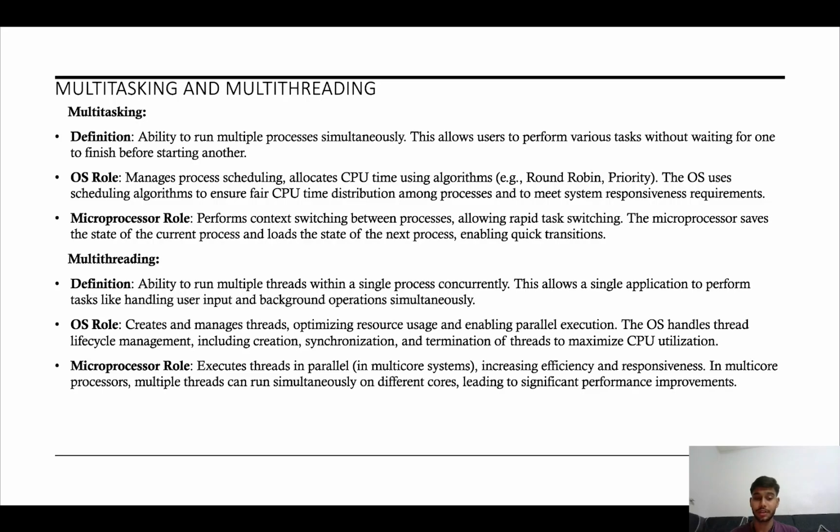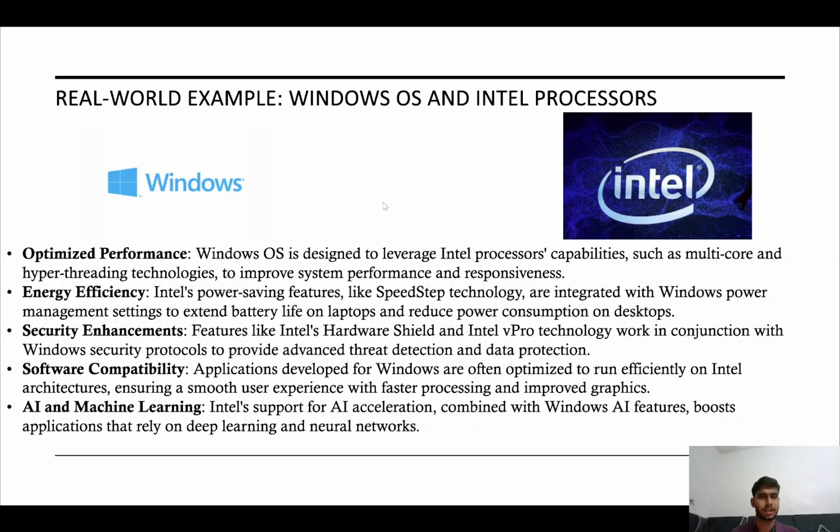The microprocessor's role is to execute threads in parallel in multi-core systems, increasing efficiency and responsiveness. A real-world example of this is Windows OS and Intel processors.